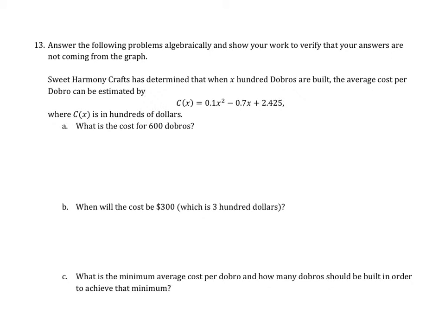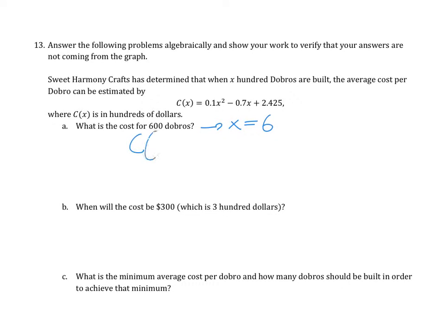All right, so here we have some dobros that we're selling, and we want to answer some questions about Sweet Harmony Crafts. Here X is the hundreds of dobros that are to be built, and the average cost is given by this function. C is in hundreds of dollars, so keep that in mind here. So we have 600 dobros we want the cost for, so we want to let X equal 6. So we're going to compute that.